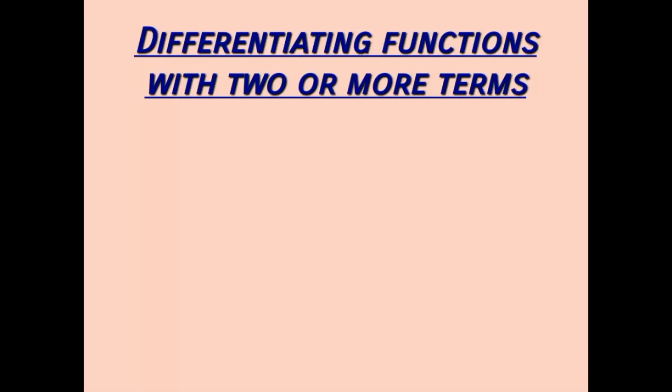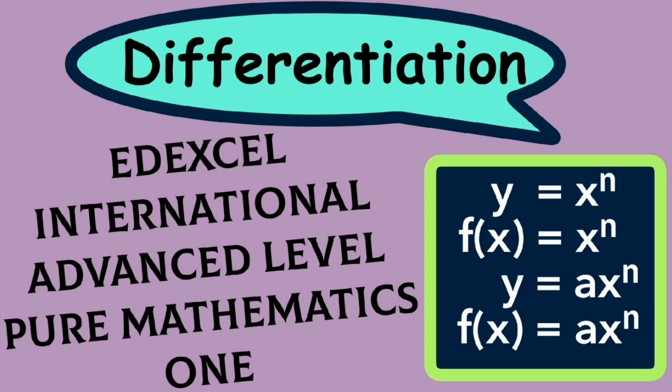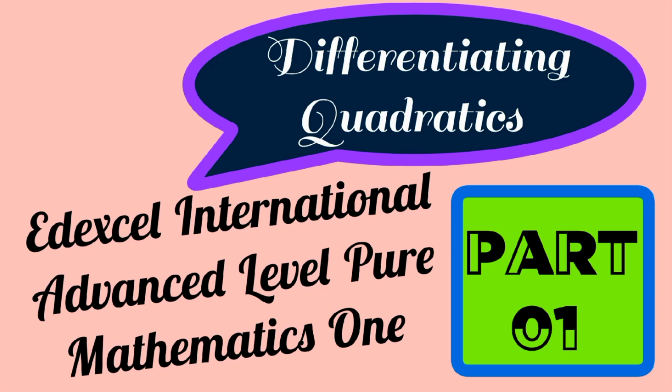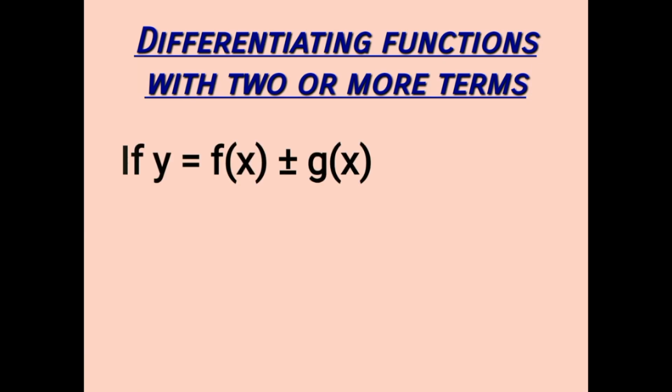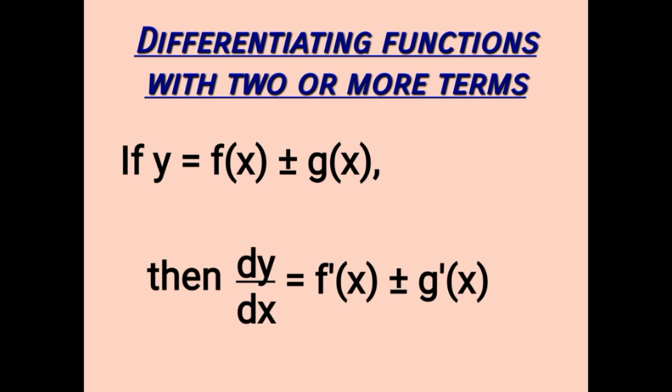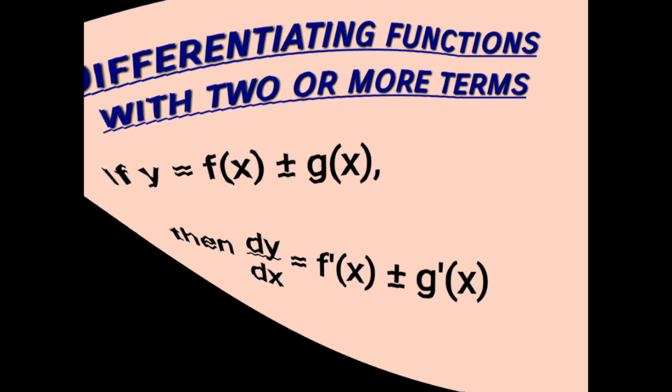Differentiating functions with two or more terms. So, in my previous PO Maths video, we learned how to differentiate x to the power n, ax to the power n and how to differentiate quadratics. Now today, let's take a look at how to differentiate functions with two or more terms. If y equals f(x) plus or minus g(x), then the derivative dy over dx equals f dash x plus or minus g dash x. Now, let's take a look at a few examples.